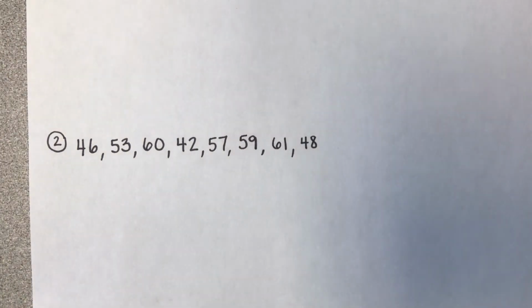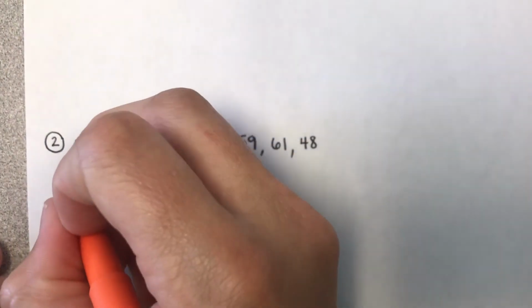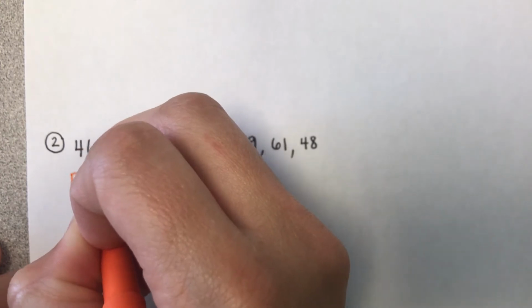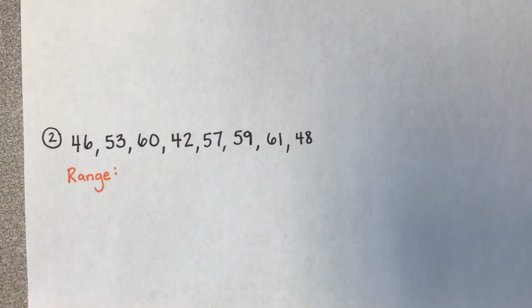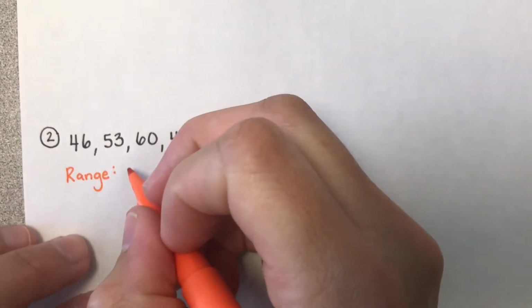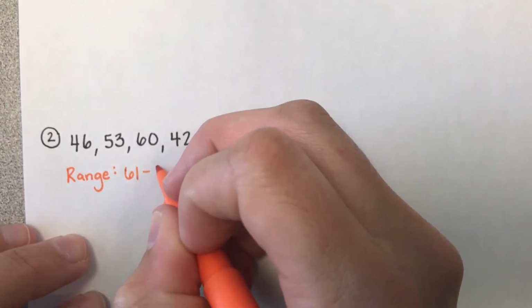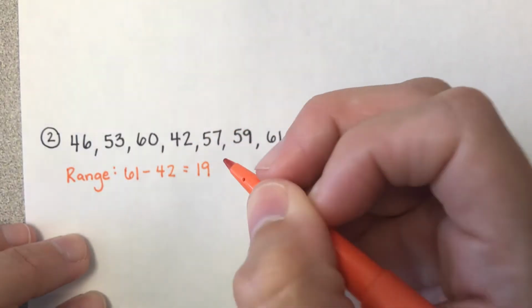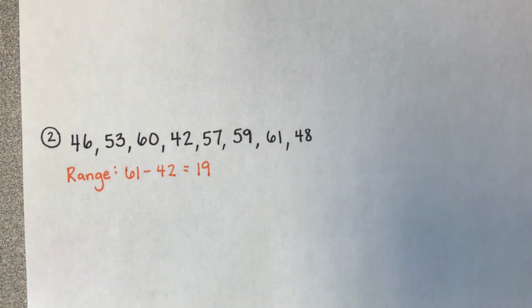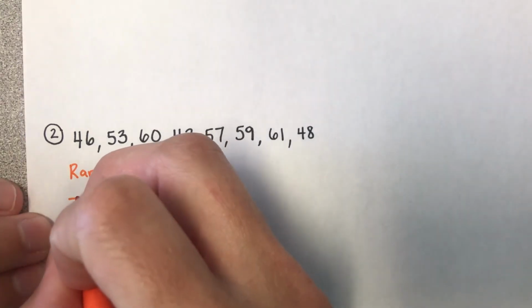All right. List of numbers again. All right, let's find that range. That one's pretty easy. All right, you're finding your smallest number and your biggest number. It looks like my smallest number is 42. My biggest number is 61. So if I do 61 minus 42, that is going to give me 19. So my range is 19. My range of numbers from the biggest to the smallest is 19. All right, so now comes the trickier one, the interquartile range.